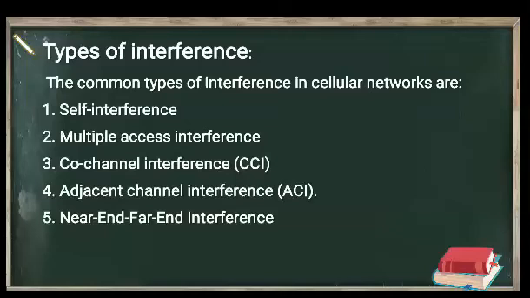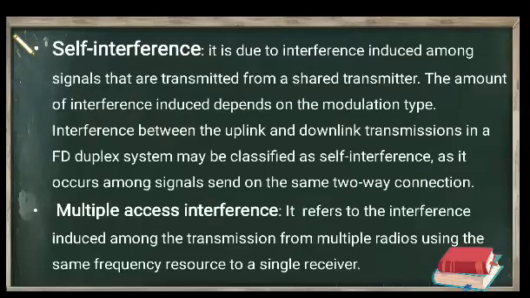Depending on the sources of interference, the types of interference are classified as self-interference, multiple access interference, co-channel interference, adjacent channel interference, and near and far end interference. We will see all of these in detail. Self-interference is due to interference induced among the signals that are transmitted from a shared transmitter. The amount of interference induced depends on the modulation type. Different types of modulation are used in mobile communication, and due to these modulations, self-interference occurs.